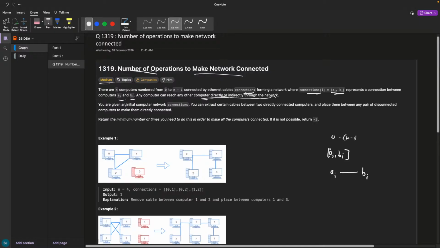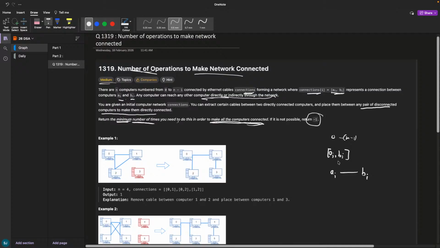Now, given an initial computer network connections, you can extract cables between two directly connected computers and place them between any pair of disconnected computers to make them directly connected. Okay, I see. Now return the minimum number of times you need to do this in order to make all the computers connected. If not possible, return minus 1.